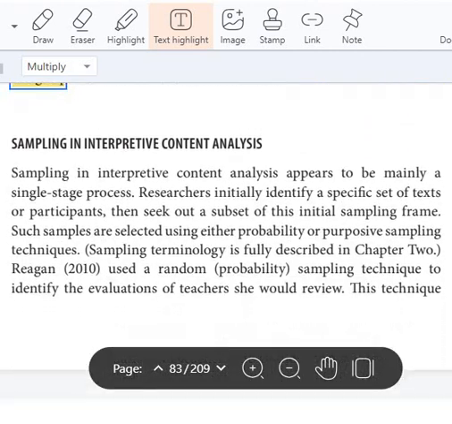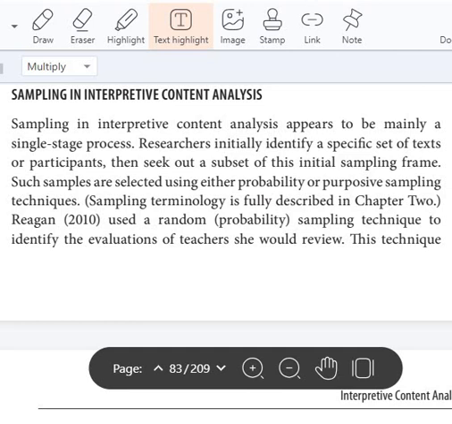Let's go now to the sampling, talk about sampling in interpretive content analysis. Here, sampling is not like the basic content analysis. Here, sampling is only one stage. It is a single stage process. So researchers initially identify a specific set of text or participants, then seek out a subset of this initial sampling frame. Such samples are selected using either probability or purposive sampling techniques.